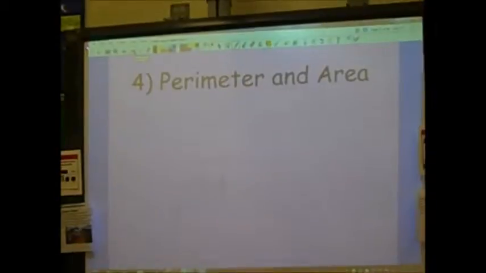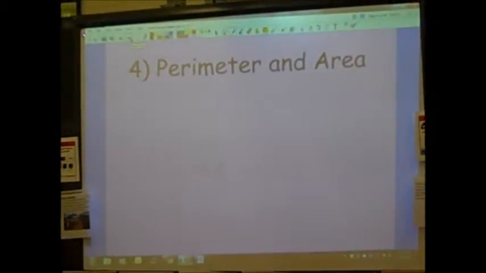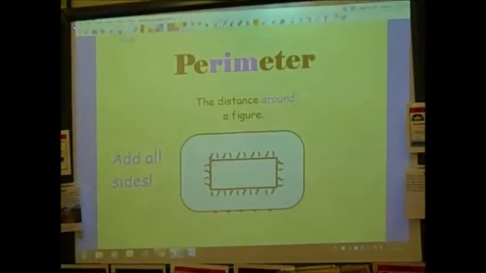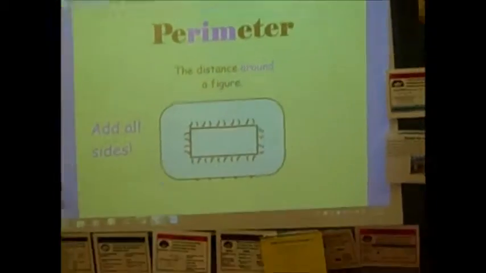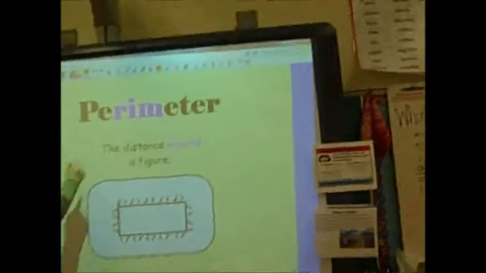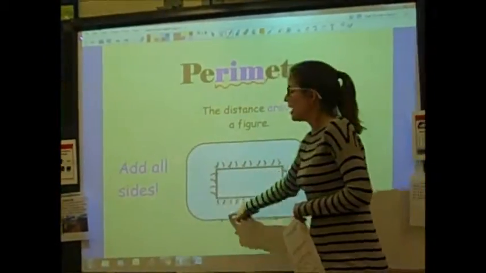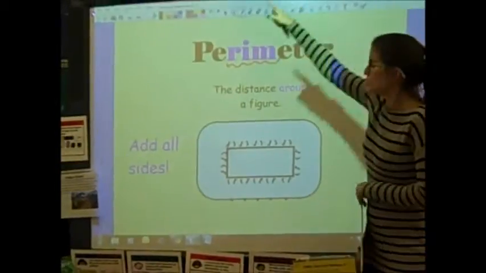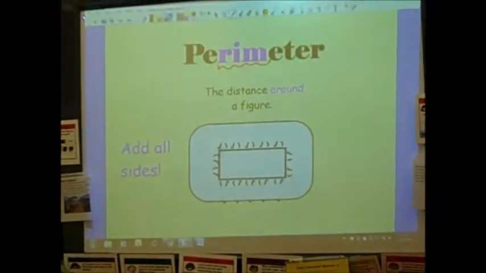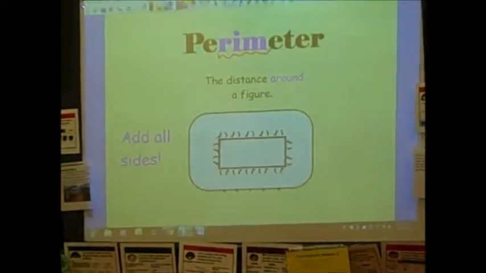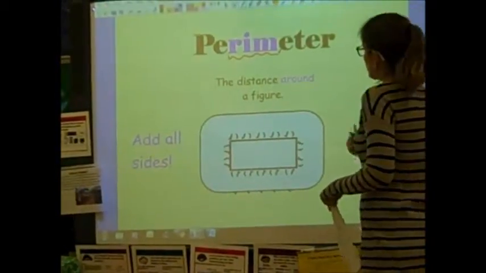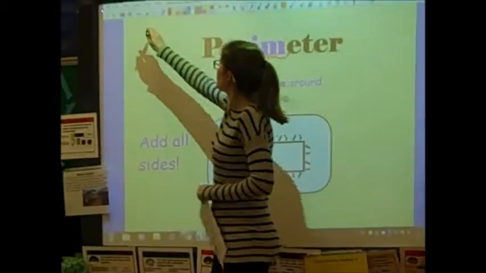And then we get into perimeter and area, and luckily this has not changed. Yay! So the perimeter we teach them is, we look at the rim or the outside of a figure. We talk about the outside of the Promethean board. We have students stand on the perimeter of the carpet. They stand on the outside to recognize where they are. And to do the perimeter, you just add all the sides.